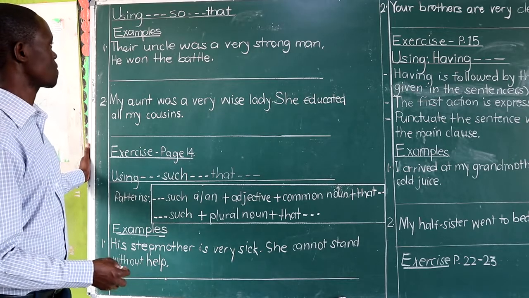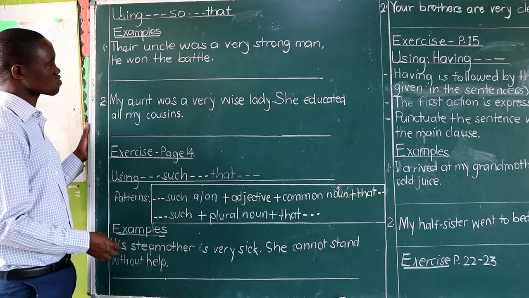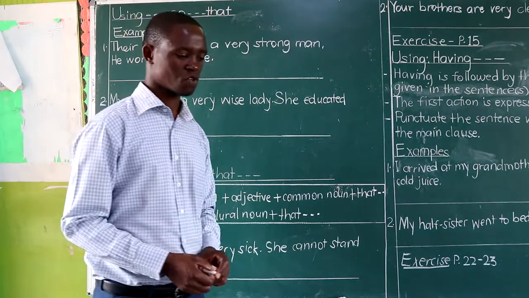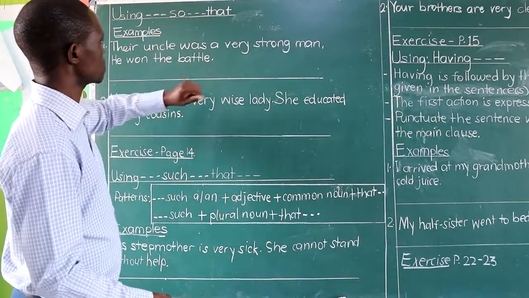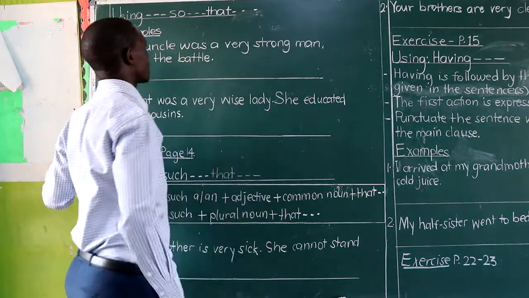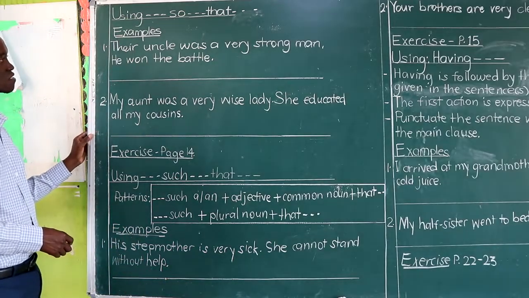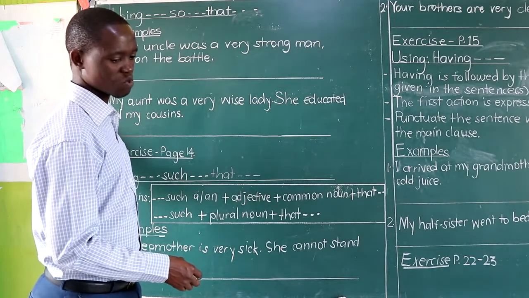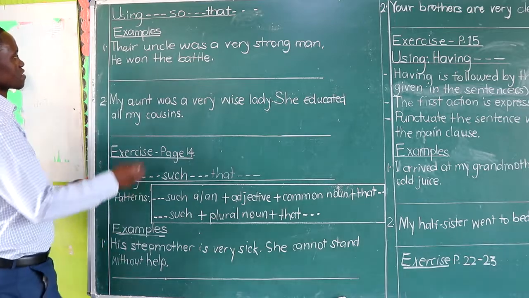We see examples here, and let's look at the first example. Their uncle was a very strong man. He won the battle. Rewrite those sentences using so that. We have so, then after so there are some words, and again after that there are some words, and before so we are meant to use some words. So what will our answer look like? We have a few examples given in the workbook on page 14, but it's important that we also follow and master this.